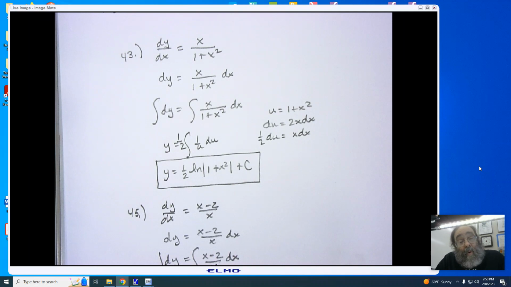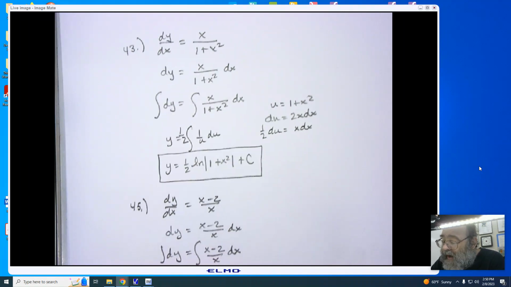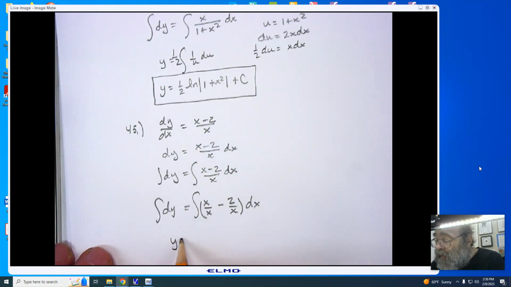Now, if you recall, when we were taking our notes, we saw problems where we had the variable in the numerator equal to the power or degree of that in the denominator. When this occurs, we either have to do long division or we have to separate by breaking it up into 2 different terms around the minus. This would give us x over x minus 2 over x, and we can simplify this so that we end up having y equaling the integration of 1 dx minus the integration of 2 over x dx, which we know is our logarithmic rule.